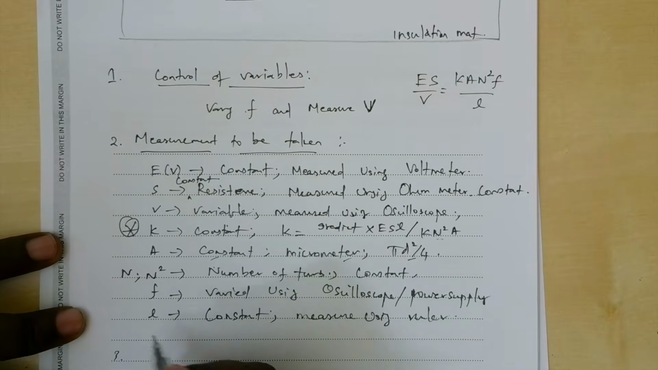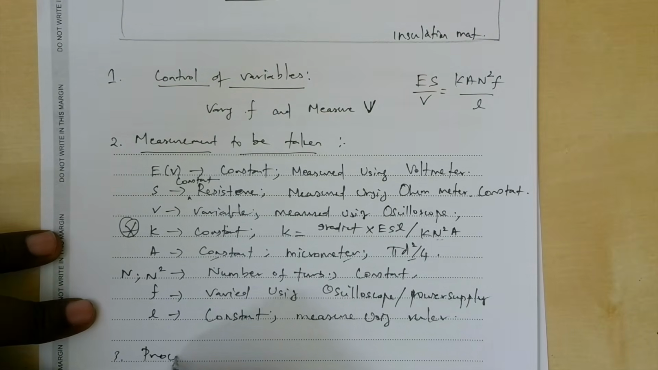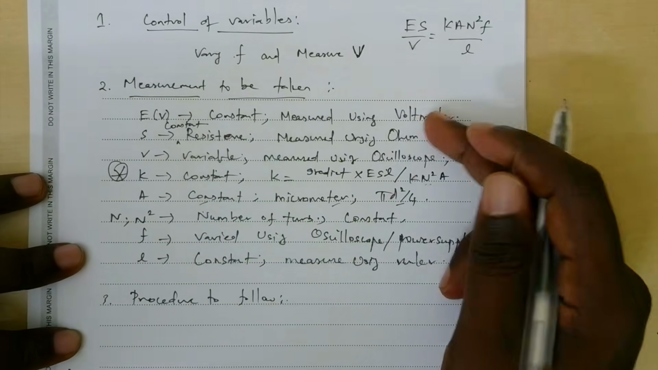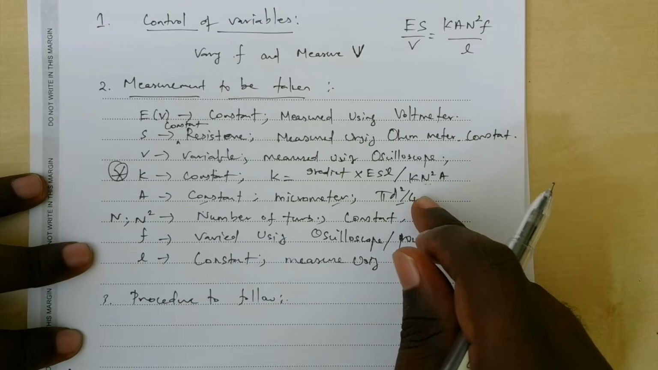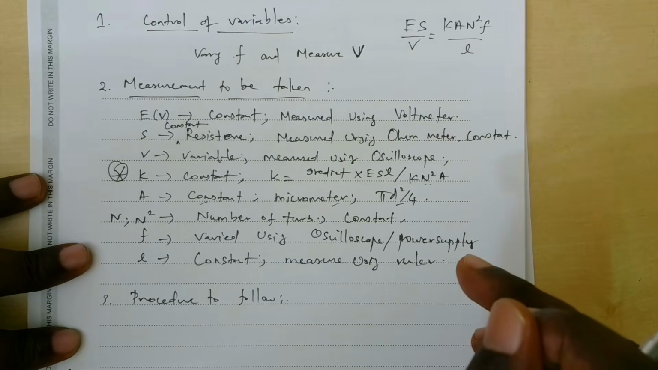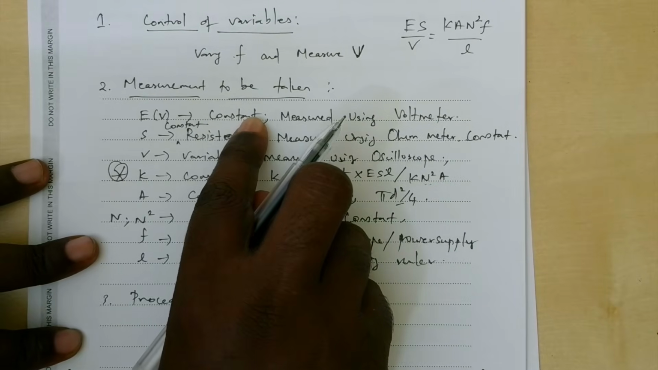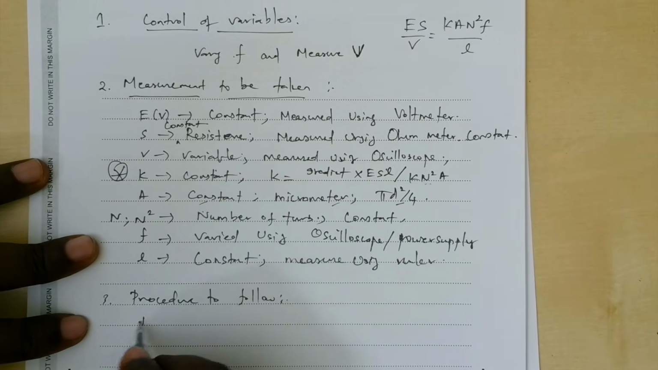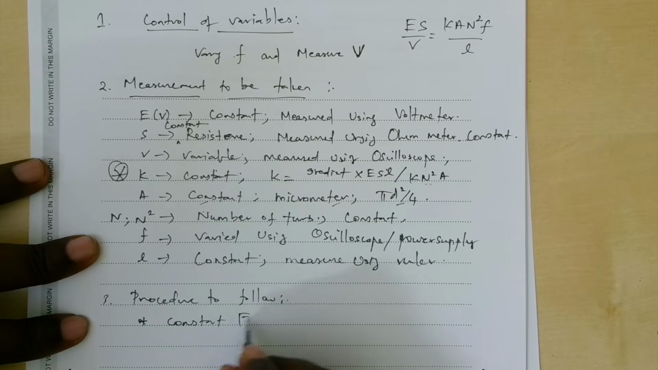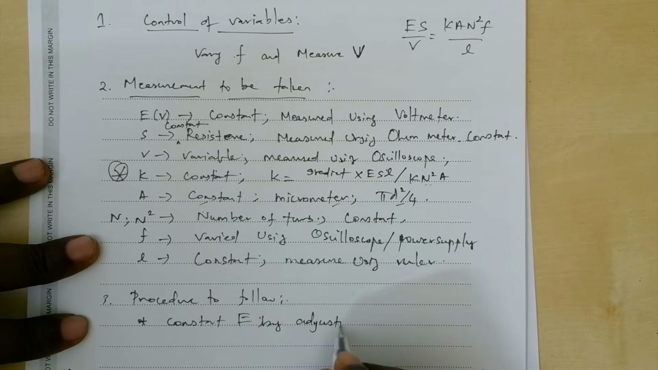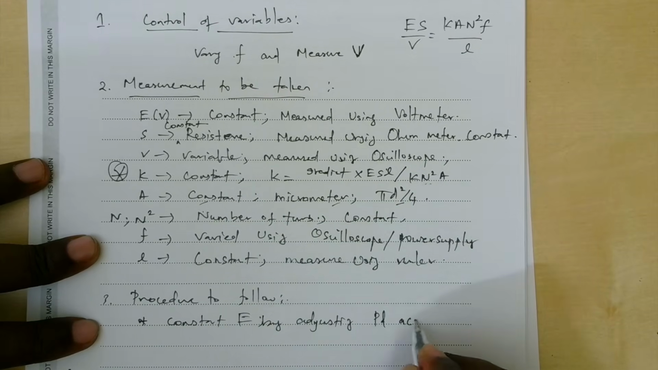Third, procedures to follow. Now we have to be careful about, in this line of variables, what things we are keeping constant and how we are keeping them constant. For example, we have to keep E constant, so constant E by adjusting the potential difference across the power supply.